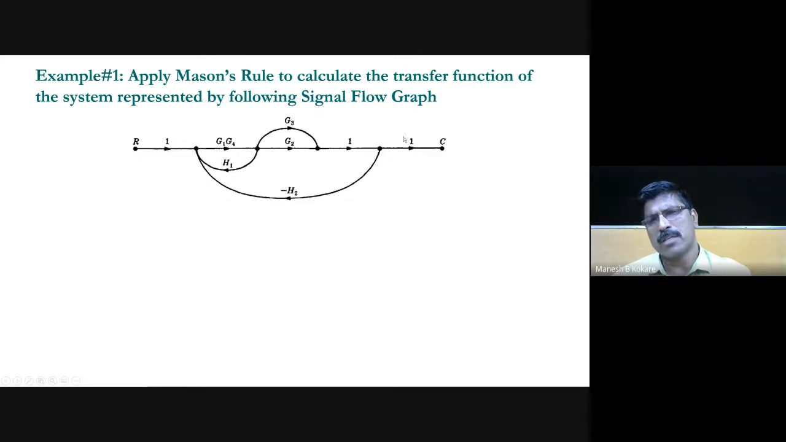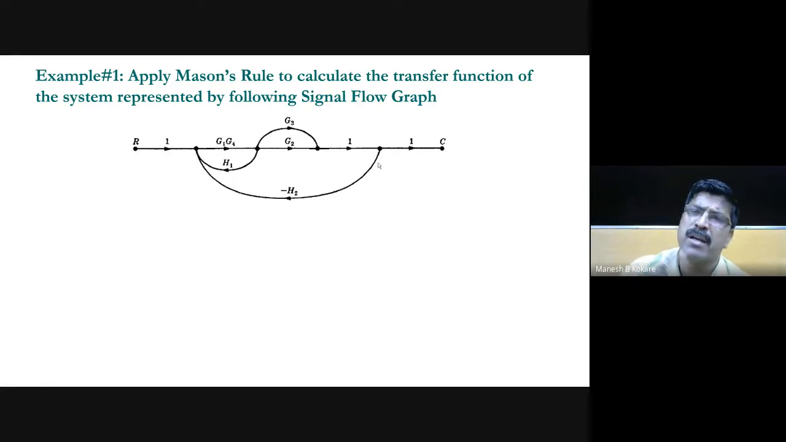So look at this problem, and by using Mason's gain formula, you have to find out the transfer function of this system. What is your first step? Your first step must be to find out how many forward paths there are, and the gain product of each forward path.